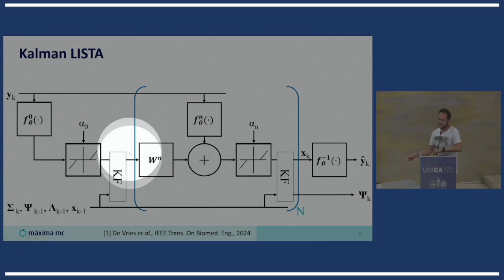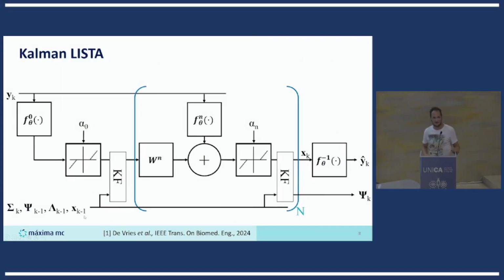This is a layer in a neural network. This is a layer. And what you can now see, that if you look at the top part, this is the learned ISTA algorithm, and what we do every time we update it based on previous estimates from a previous heartbeat using a Kalman filter.